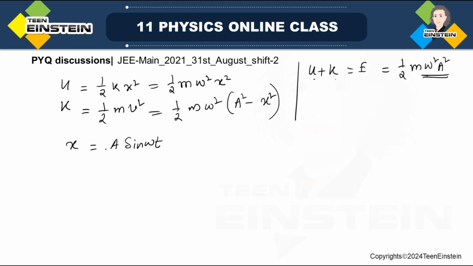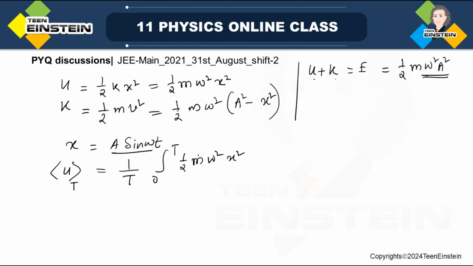Very simplistic equation I have taken here. I have to write the potential energy and its time average. I'm finding the average over the whole time period, so you can write it as 1 over T, integral 0 to T, of U, which is half m omega square x square. And what is x over here? x is a sine omega t.